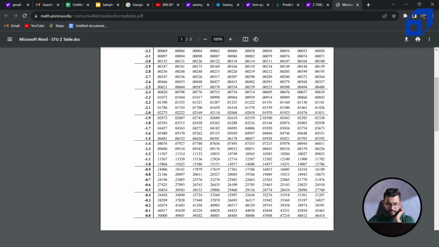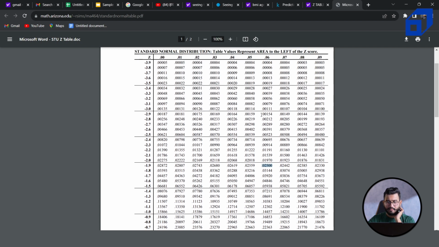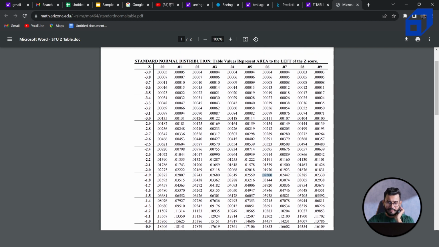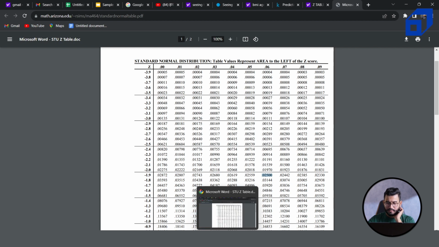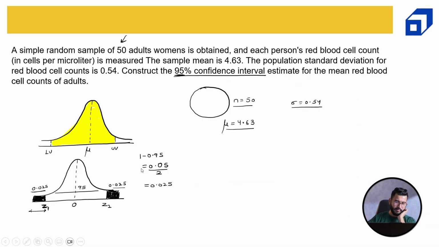0.025 is over here, and this is minus 1.96. You can see it is not exactly 2, it is minus 1.96. So this point z1 is minus 1.96. Similarly, to find out z2, I have to go from here all the way up to here. So that will be 0.95.